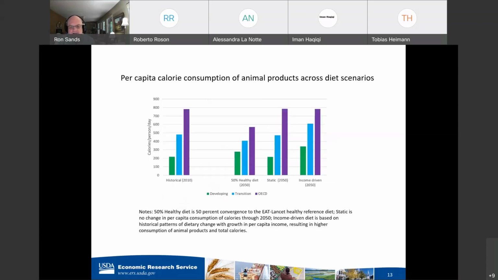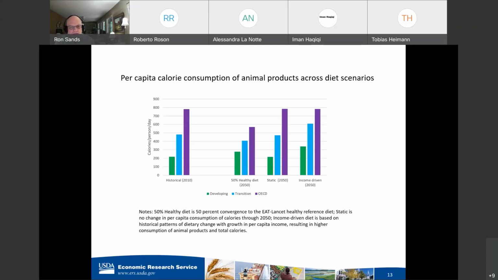Just a little bit as to how these diets ended up being stimulated. There's a fair amount going on in this chart here. So on the left, there's historical calories per person per day. This is animal products, just animal products here, where it's split up into the three types of regions, developing, transition, and OECD. So a very large variation across those from 200 to 800 calories per day.